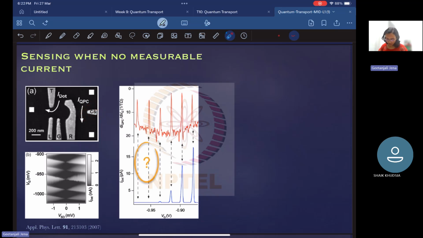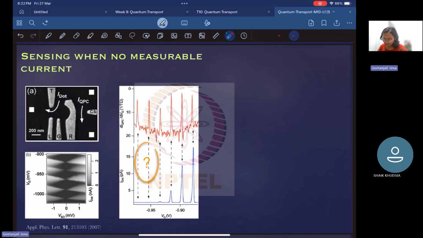And for this case, these are the Coulomb blockade region, so no need to look at this. But the more interesting thing is here in this graph. One thing for this graph: the top graph is for the change in current through this quantum point contact region, and the bottom graph is the current through this quantum dot region.